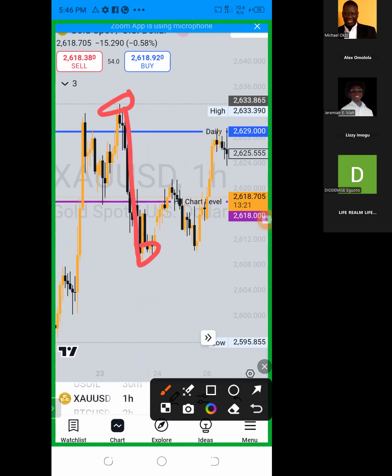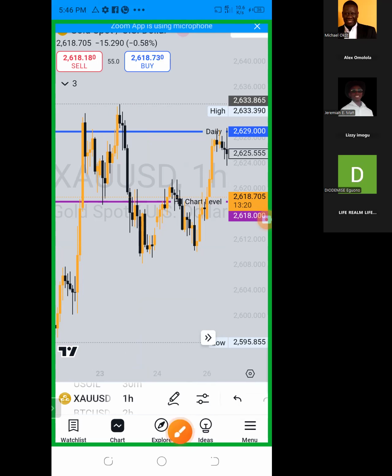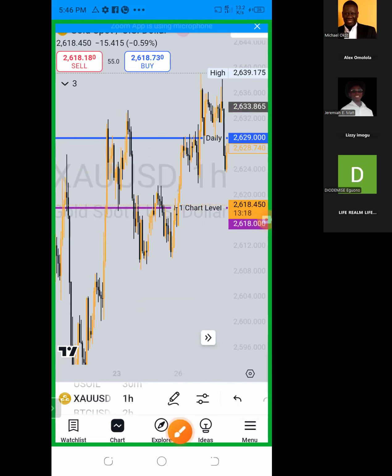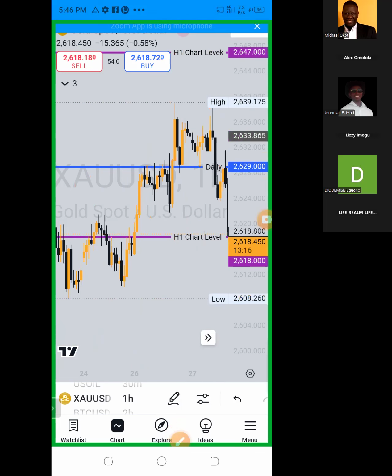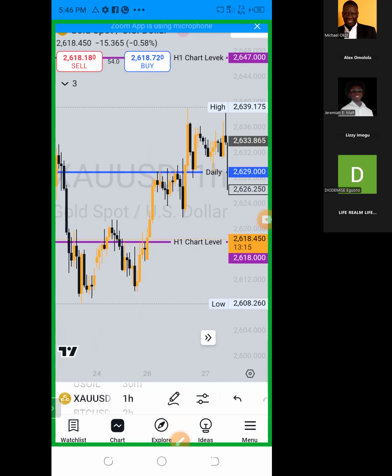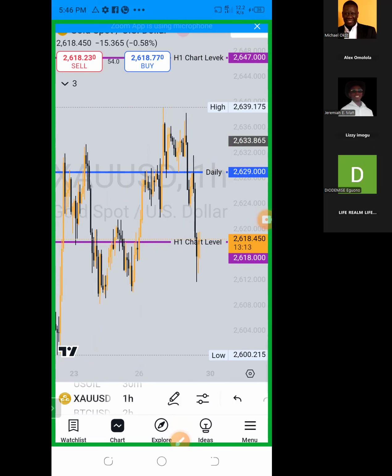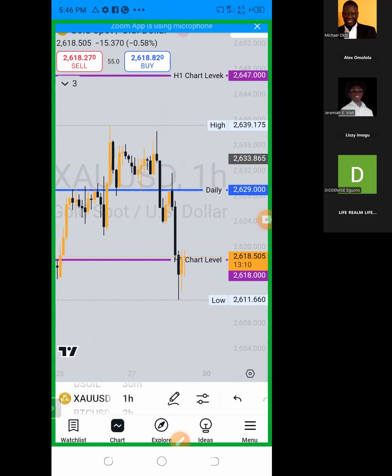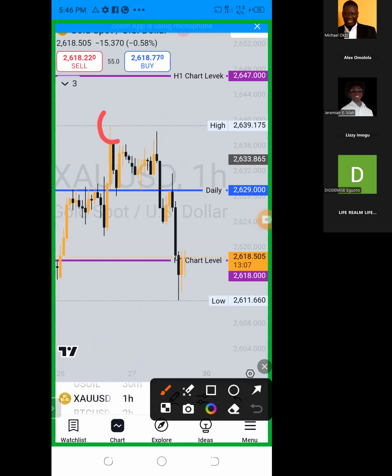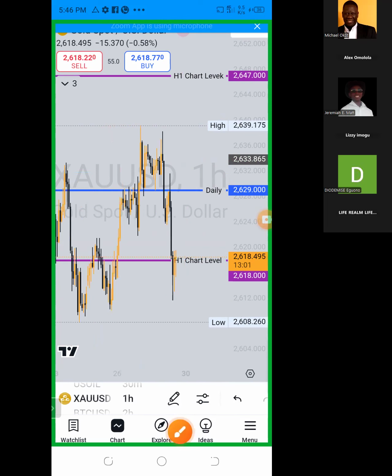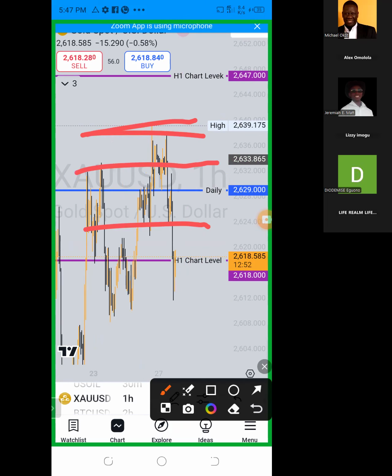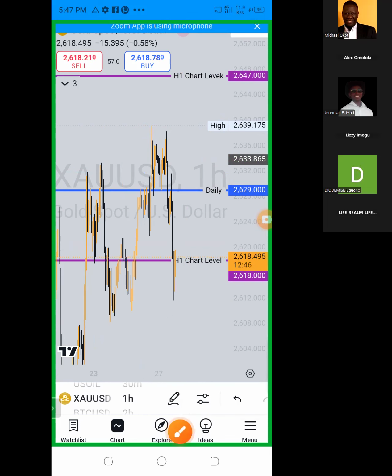And you see, price got to this level now, and then it sold. Because when we talk about demand and supply zones, it is not just a single line. It's a zone. What do I mean? From this place to this place, it's a supply zone, not just a single line. Don't make the mistake of thinking a single line is a supply or demand zone.